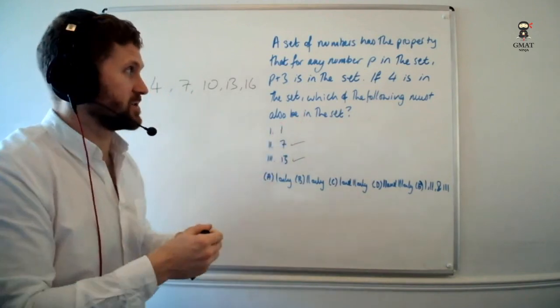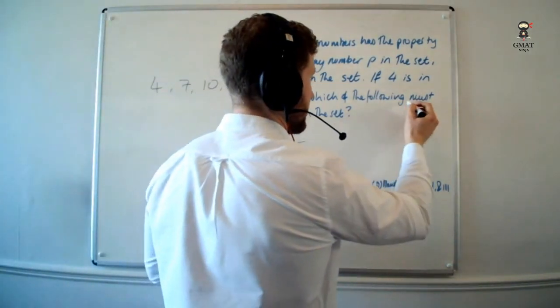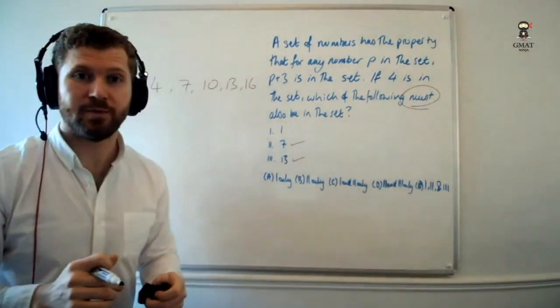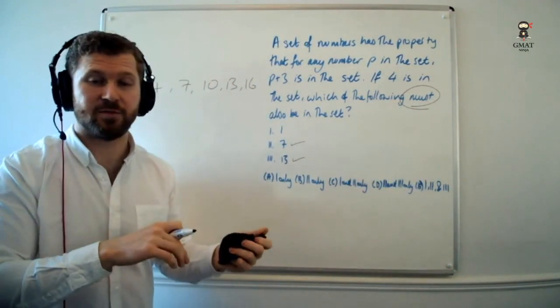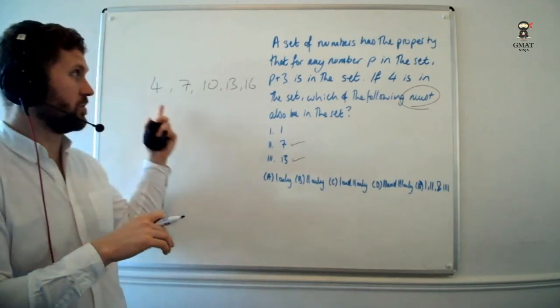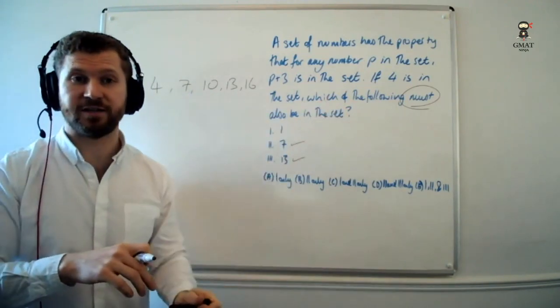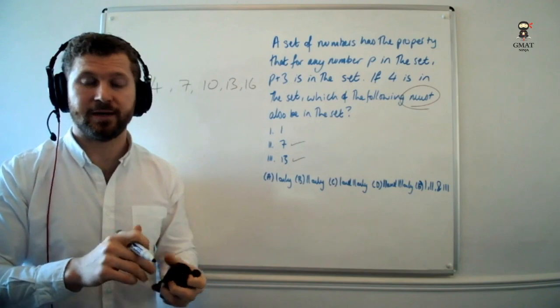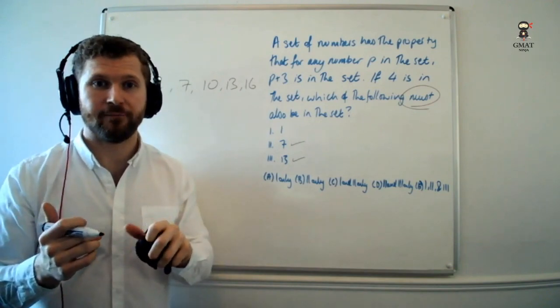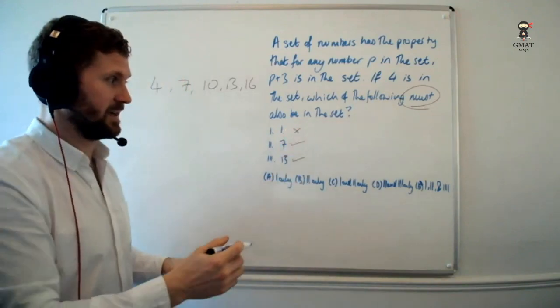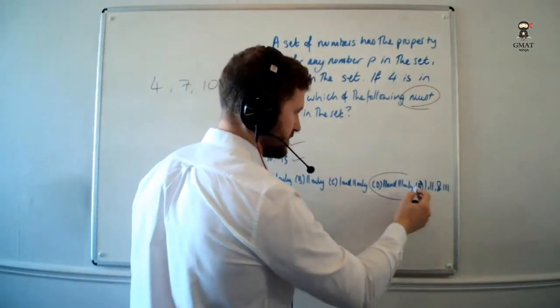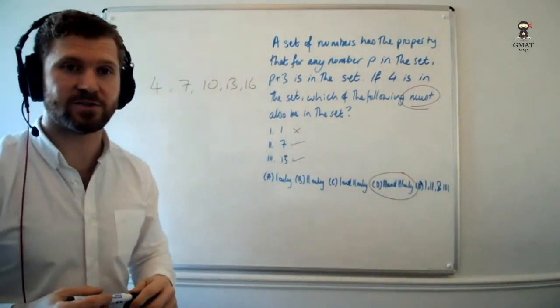And the way this question's worded, which of the following must be in the set? Well, 1 doesn't have to be in the set. All of these numbers do, and this will go on forever. It'll go up and up and up, but it doesn't have to go down. And so because of that, we can't say 1 has to be in the set. The only ones we say must be in the set are 7 and 13, and so D is the answer here.